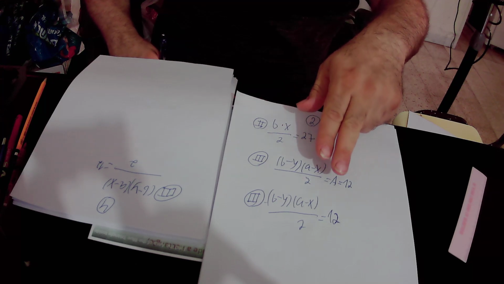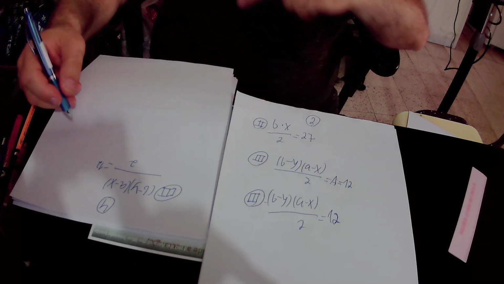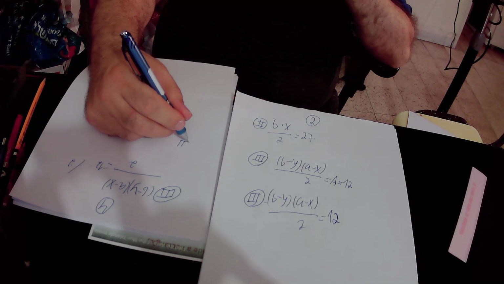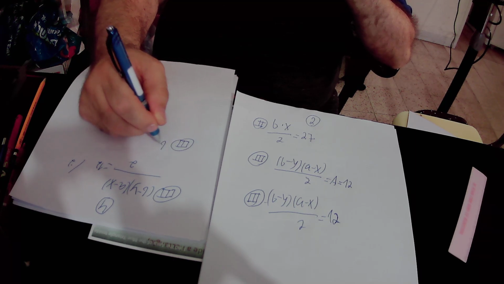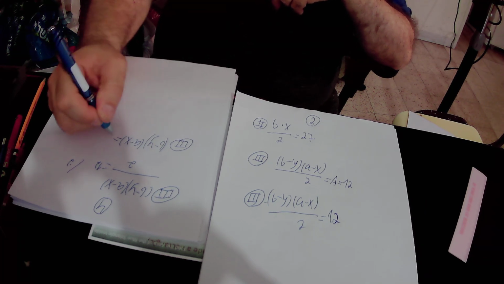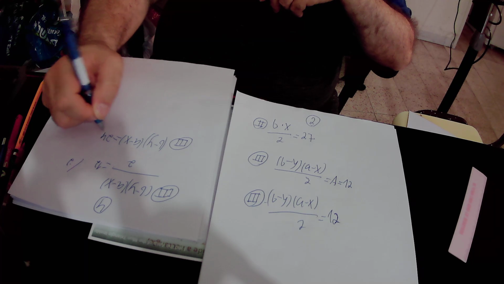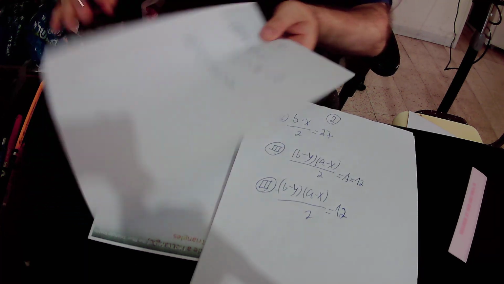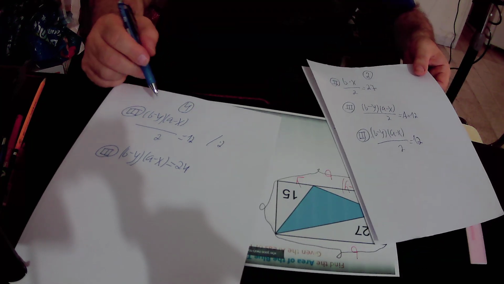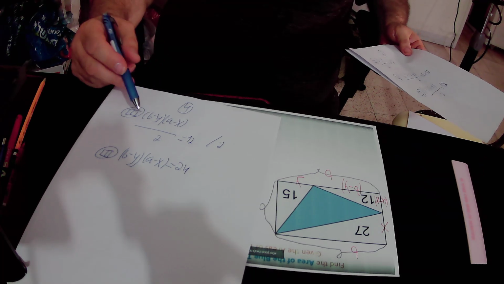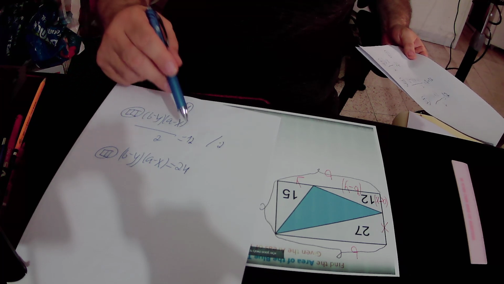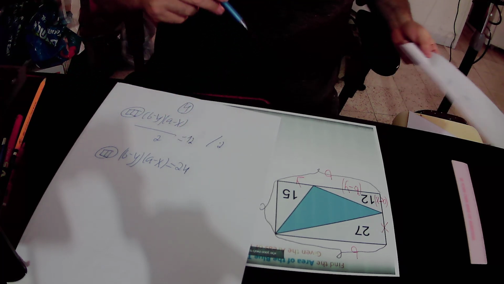Okay, first of all, we will multiply both sides of the equation by 2. We will get that (b minus y) times (a minus x) equals 24. We multiplied both sides of this equation by 2, and we got that (b minus y) times (a minus x) equals 24. 12 times 2 equals 24.